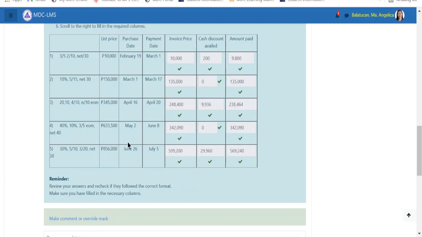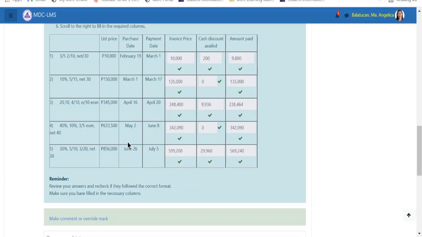Then last item, we have 856,000. So the trade discount is 30%. So 856,000 times 0.7 or 70% because the trade discount is 30%. So 100% minus 30%. So that's 599,200. Is there a discount?